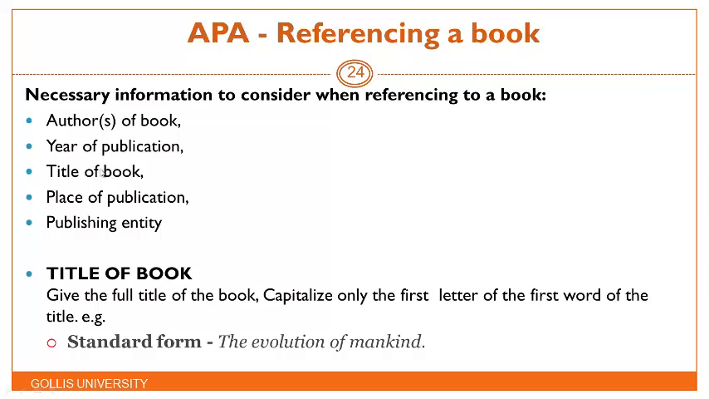This is the information. You should have the author of the book or the authors, if it is more than one, the year of publication, the title of the book, the place of publication, as well as the publishing entity or the publishing company. Apart from that, this is the arrangement. The title of the book, of course, you need to give the full title of the book, and you capitalize only the first letter of the first word of the title. For example, The Evolution of Mankind.